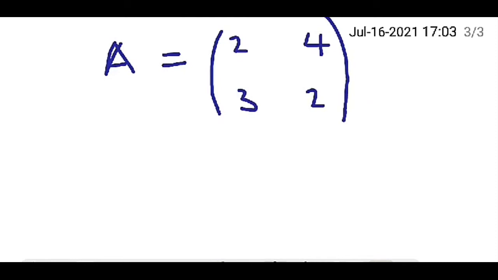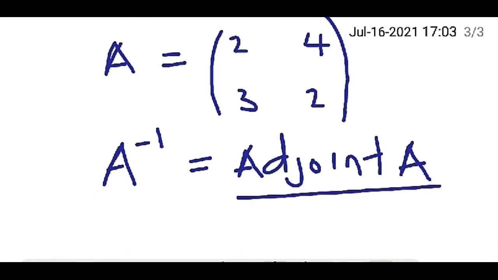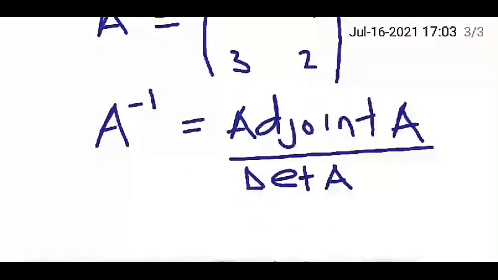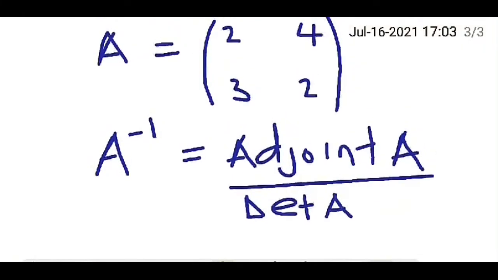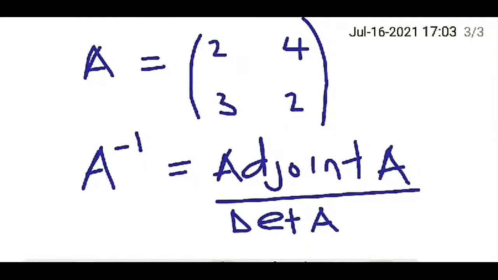It is given by the formula that A inverse equals the adjoint of A divided by the determinant of A. So the inverse of any matrix is given by the adjoint of the matrix over its determinant. So how do we get the adjoint of a matrix?